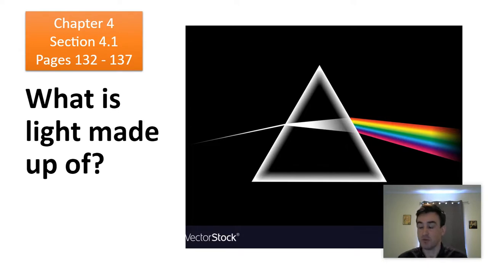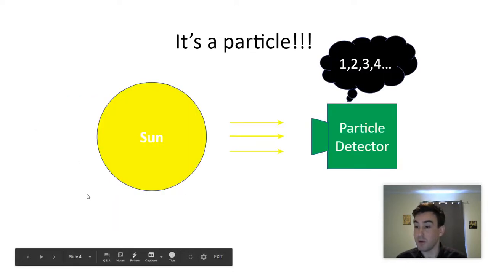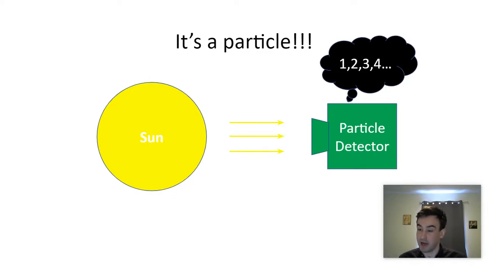So the first section we looked at is: what is light made up of? The question here is, is it a particle, like a solid marble flying through the air, or is it like a wave, like an ocean wave flowing through the air? Well, we can do some experiments. We can set up a particle detector and shine some light on it, and the particle detector will count the number of light particles hitting it. So obviously, light's a particle.